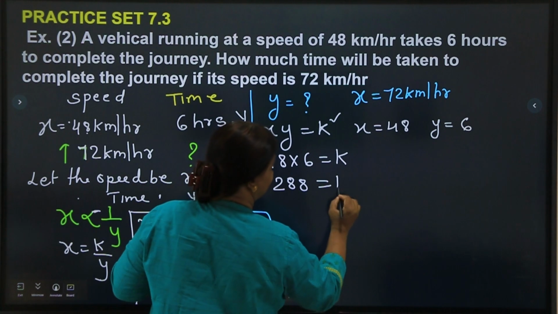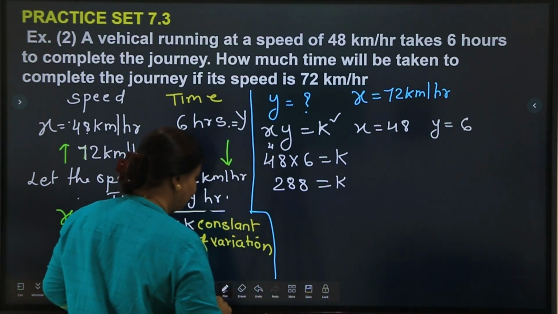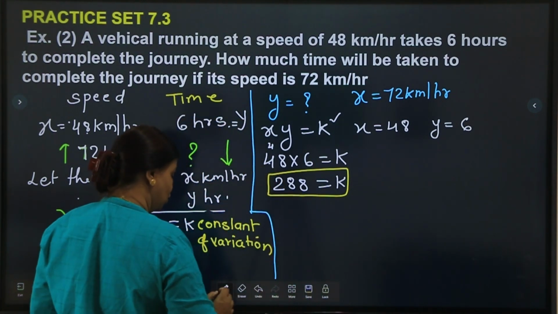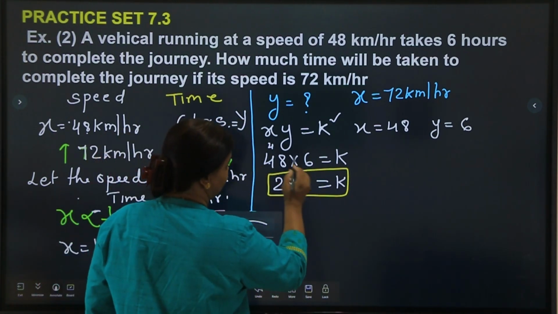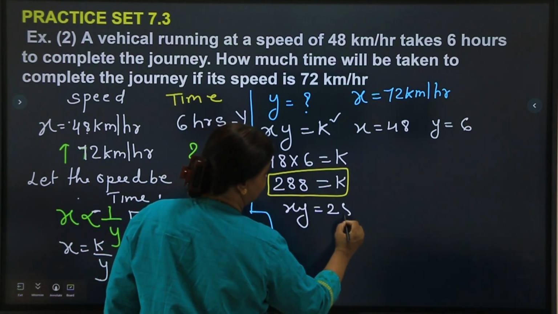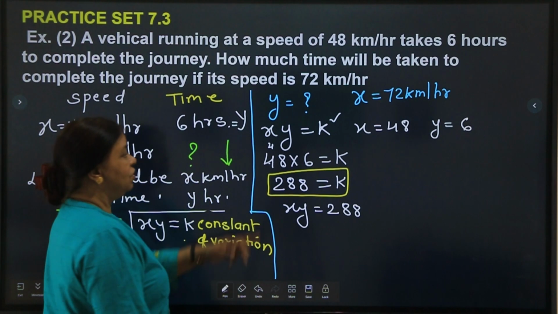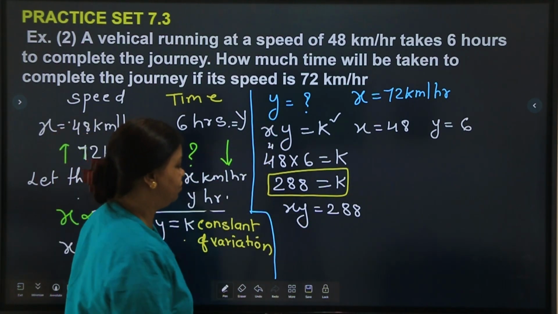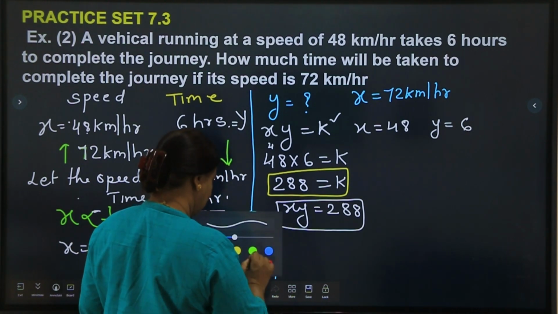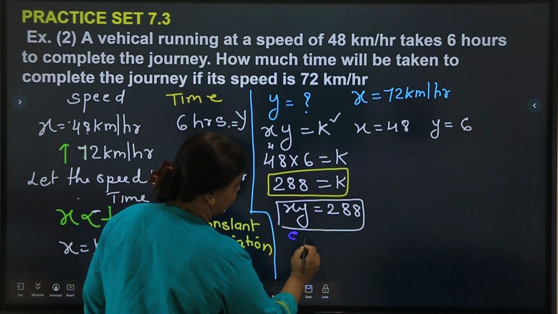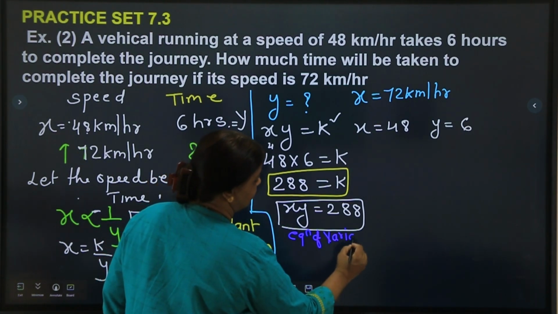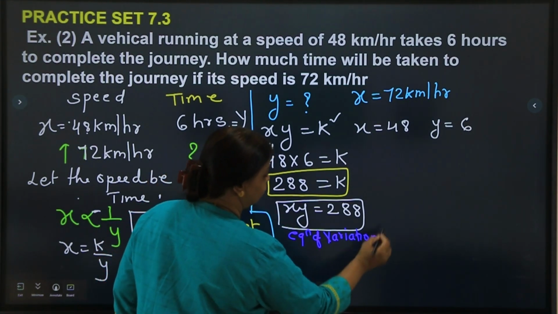So 288. We got the k value. Now we will be writing the equation of variation. That would be xy is equal to 288. Now we know we got the equation of variation. This is your equation of variation.